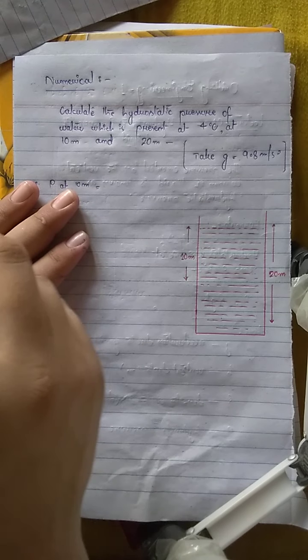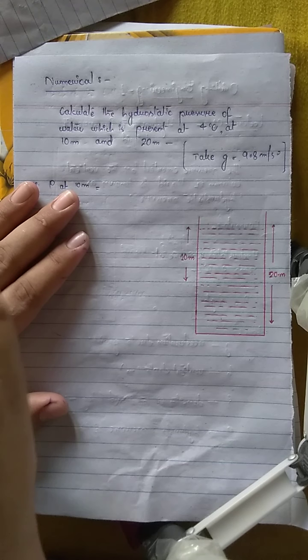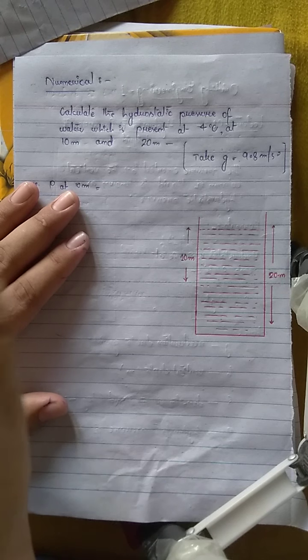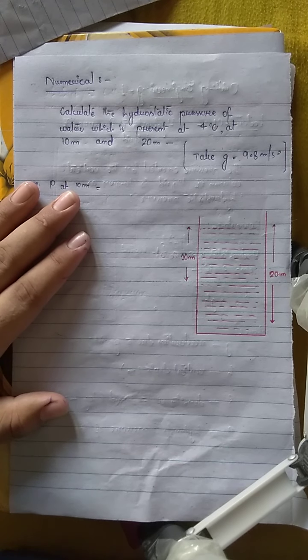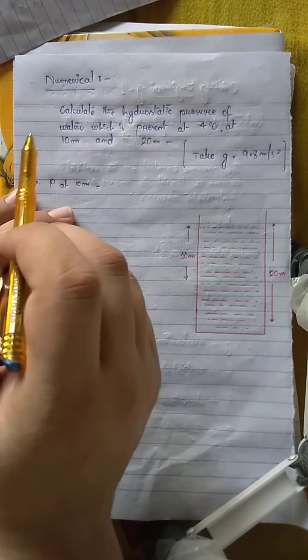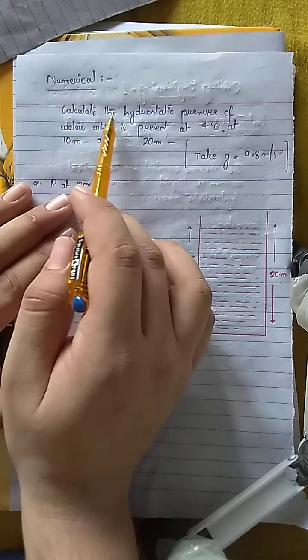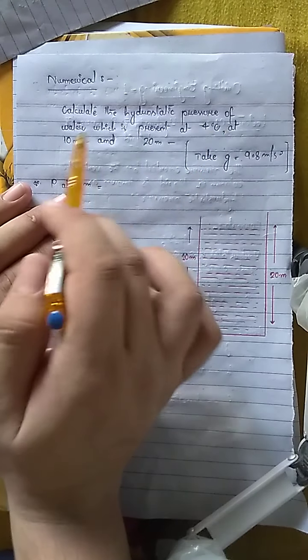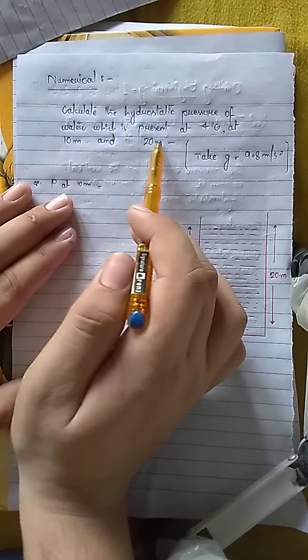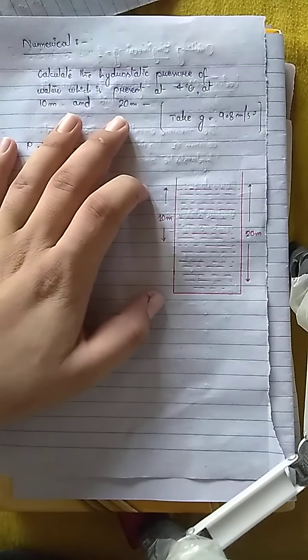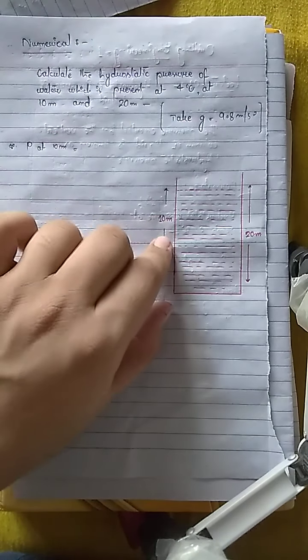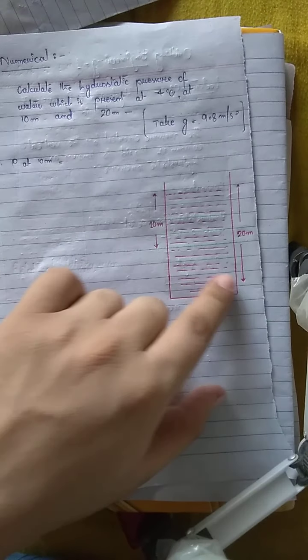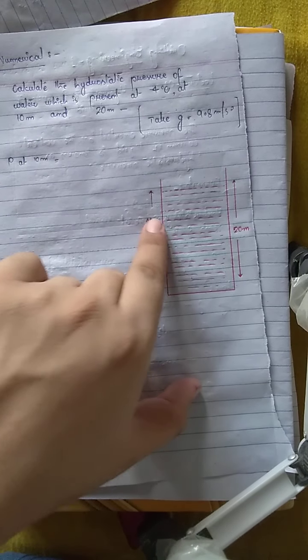So here we are going to do some numericals related to hydrostatic pressure. In this lecture, we are going to see only one numerical, whereas we will do some further numericals in the coming lectures. The numerical says to calculate the hydrostatic pressure of water which is present at 4 degrees centigrade at 10 meters and 20 meters. So we have to calculate the hydrostatic pressure at these two depths.